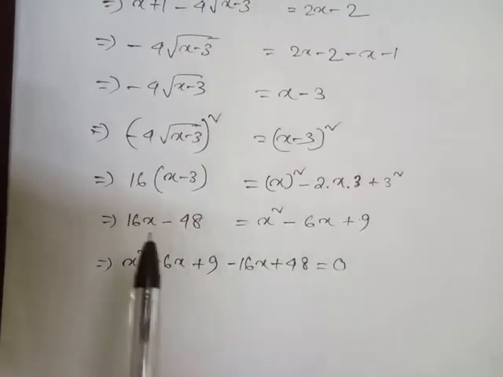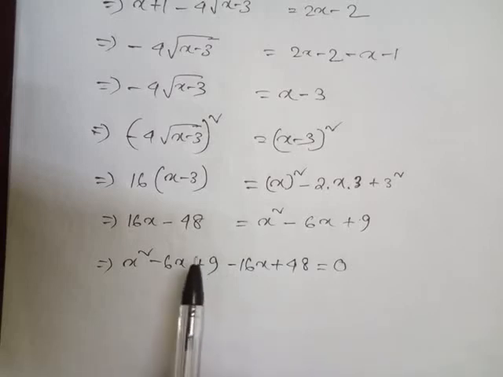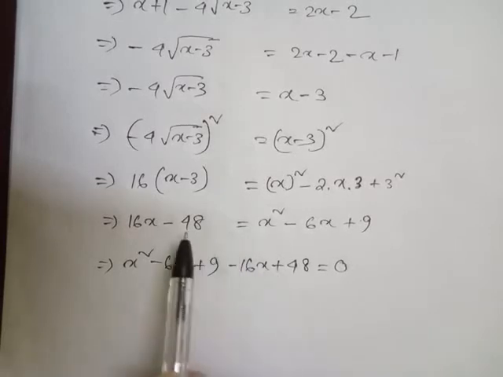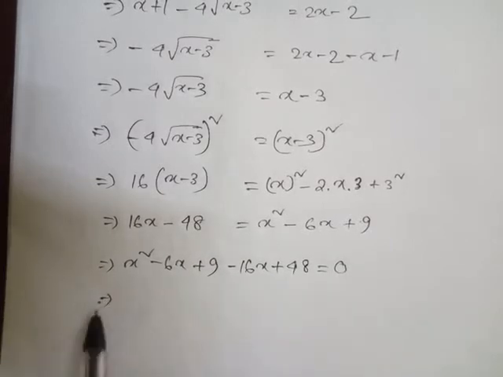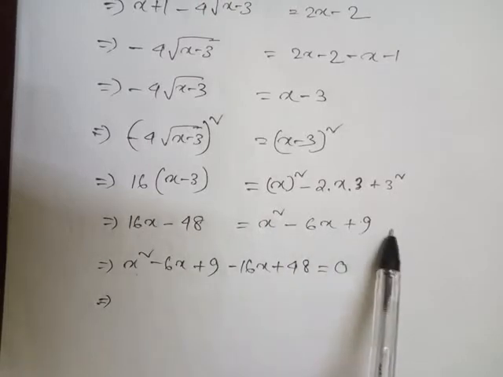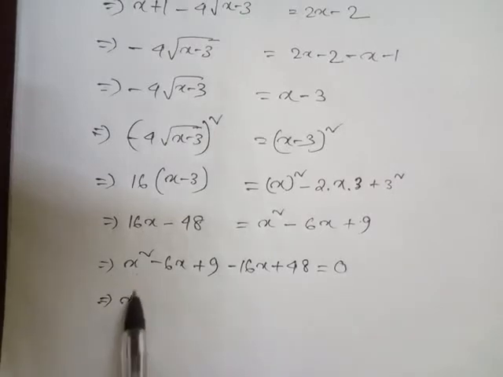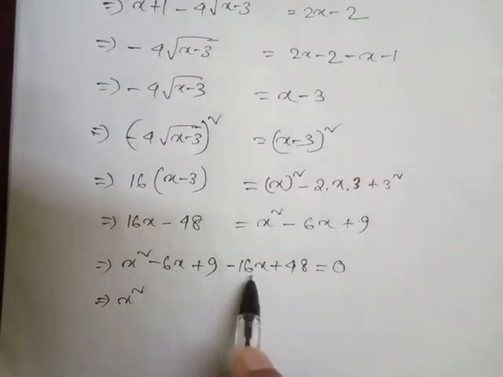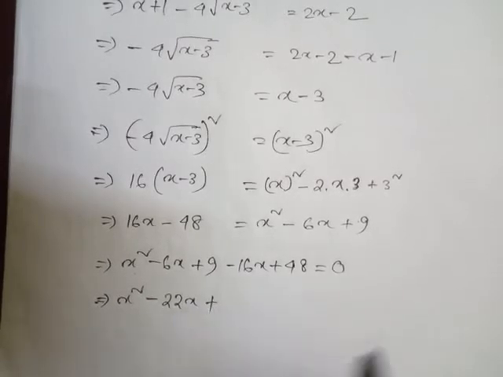x squared minus 6x plus 9, and minus 16x if I take to that side, and then minus 40 will be taken, so the remaining part would be 0 here. Now look, after that, don't confuse, this will remain here, and this portion I have taken to that side, and nothing means 0. Now look, there is x squared, and here minus 16 and minus 6 means minus 22x, and there is plus 48 plus 9, 57, equal to 0.